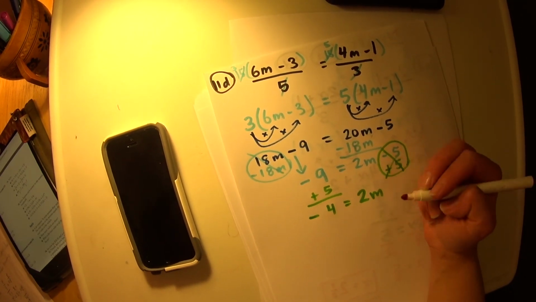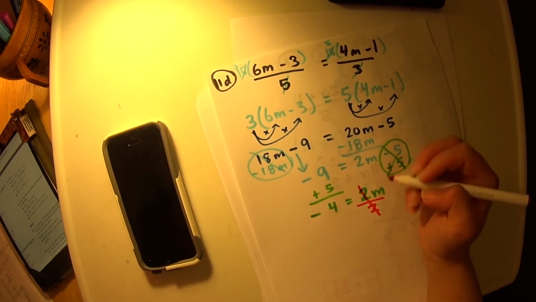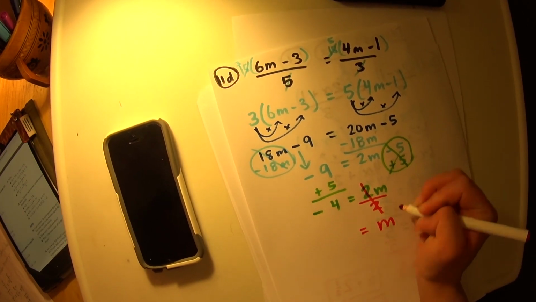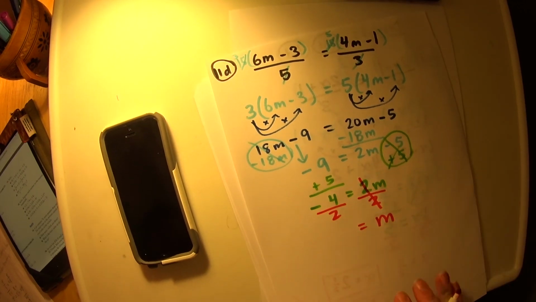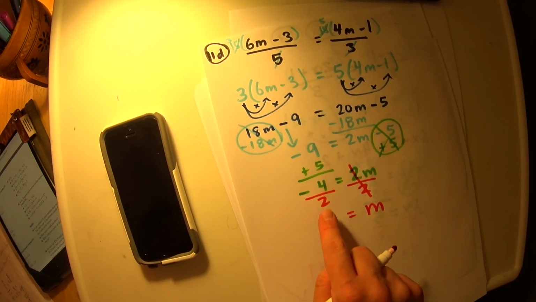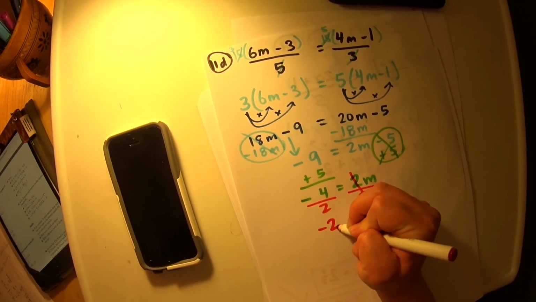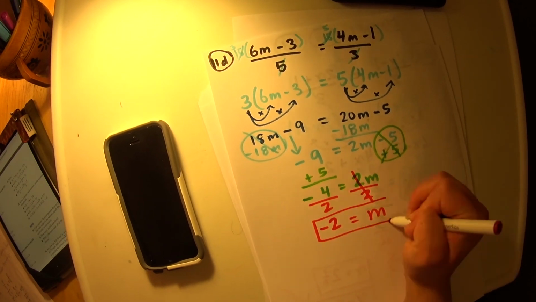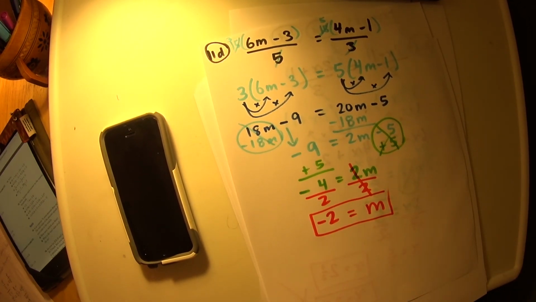The opposite of multiplying m by 2 is to divide by 2. So I'm left with just a single m, but I have to do the same thing to the other side. Negative 4 divided by 2 leaves me with negative 2. Box it up. Final answer.